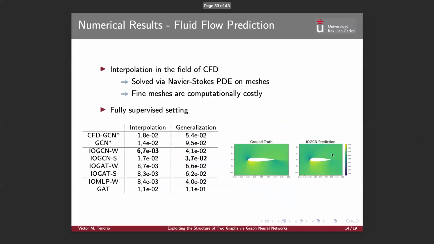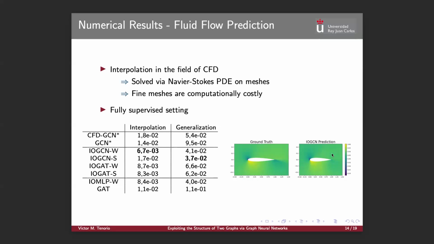The next experiment is something very similar in the interpolation setting, but with computational fluid dynamics and fluid flow prediction. In this kind of setting, we create a mesh of the surface we want to characterize. And the finer the mesh, the more computationally costly the simulations are. So using a coarse mesh where we can run the simulation fast, can we get the data in the fine mesh? And the answer is more or less yes. With our architecture, we're getting the lowest error in both interpolation and generalization.